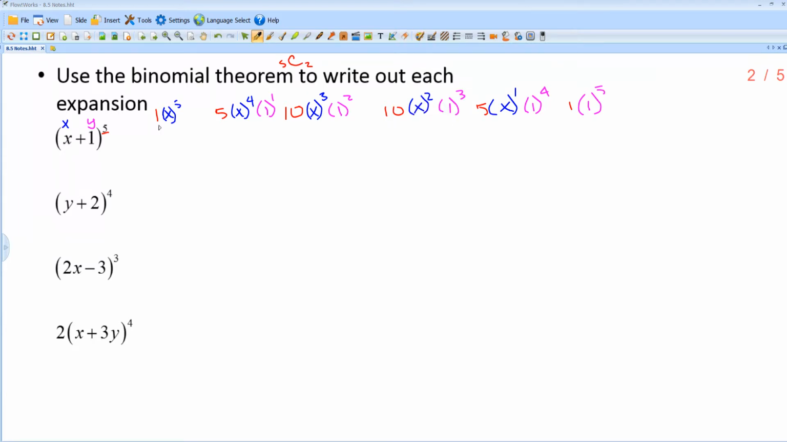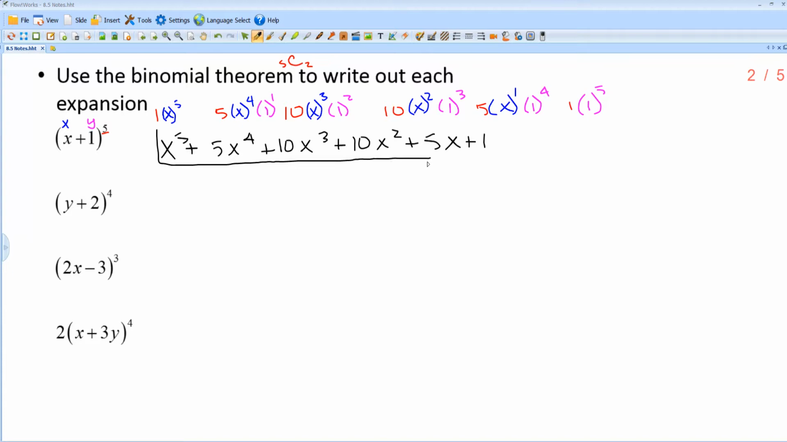To write my final answer then, 1 times x to the 5th is just x to the 5th, plus 5 times x to the 4th times 1 to the 1st is 5x to the 4th. 10 times x cubed times 1 squared gives me 10x cubed, plus 10 times x squared times 1 cubed is 10x squared, plus 5x plus 1. So we were able to essentially multiply this out to the 5th power without actually multiplying any of it.